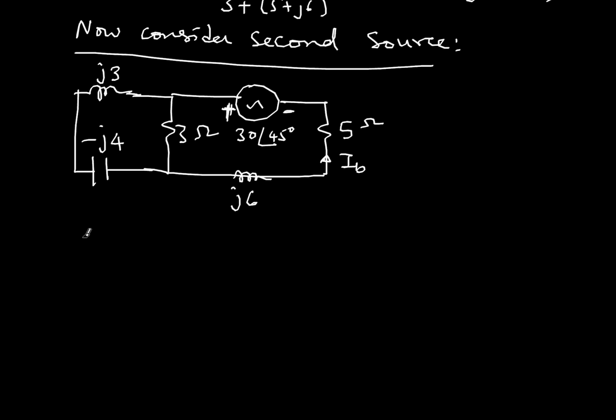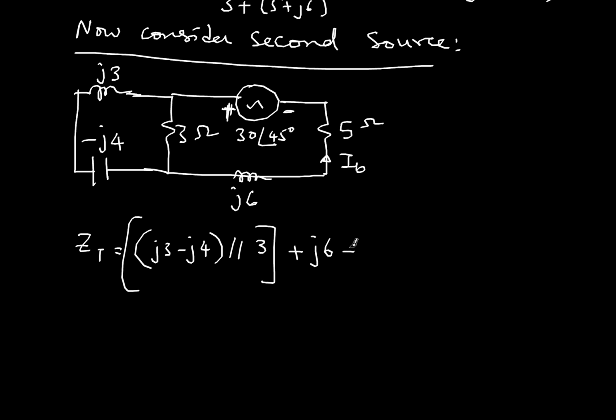So let's find the total impedance. What is the total impedance? First I have the parallel combination. These two are in series, so J3 minus J4 are in series. This one is in parallel combination with 3 ohms resistance, and this entire thing is in series combination with J6 and 5 ohms resistance. So this is my total impedance.